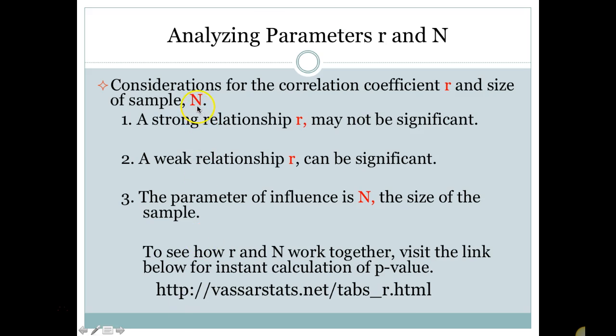It is important to consider that the size of the sample population n has a major influence on significance. A strong relationship may not be significant, and conversely, a weak relationship can be significant. The link at the bottom of this slide will allow you to input parameters r and n and instantly see the results for significance, which is the p-value.